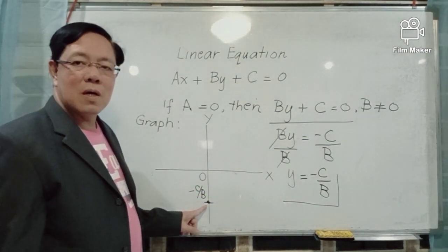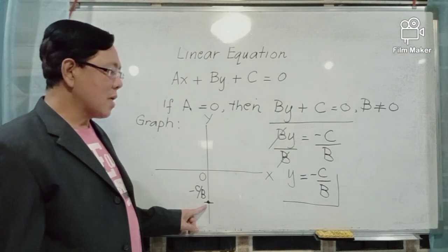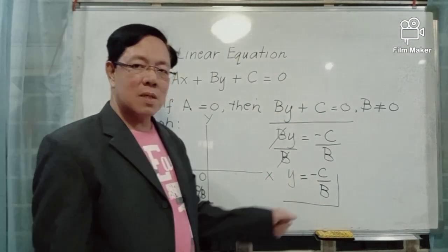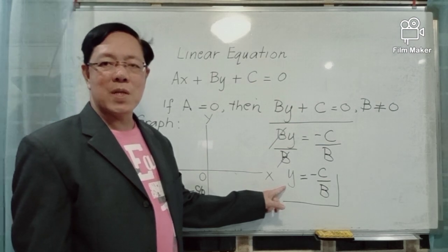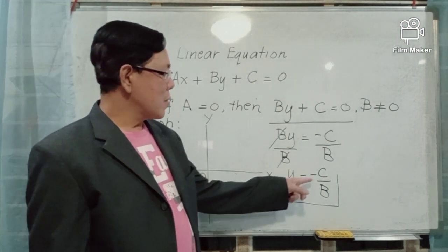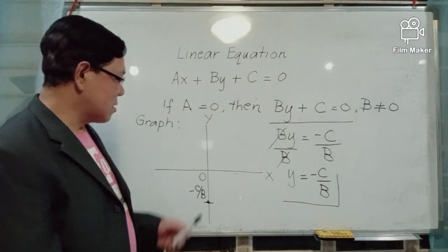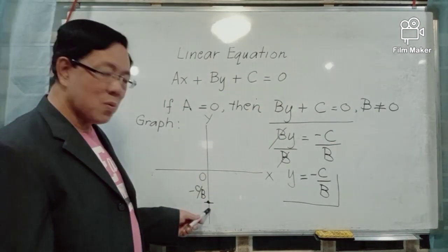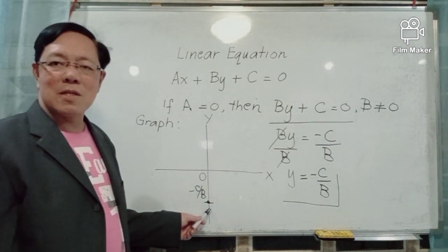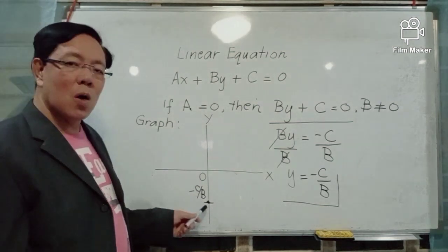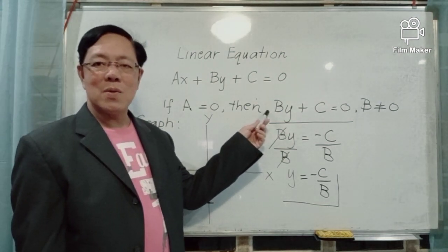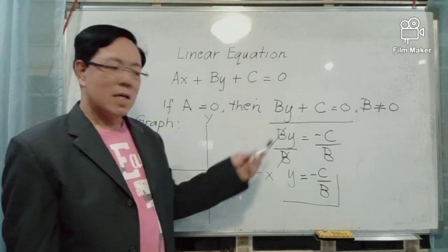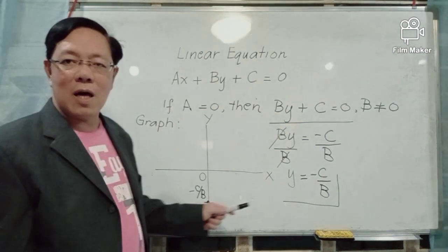This is the value of y, negative c over b. To plot this point on the vertical axis, you count c over b units from the origin downward until you reach this point, negative c over b. Now, the graph of a linear equation in one variable y is a horizontal line.